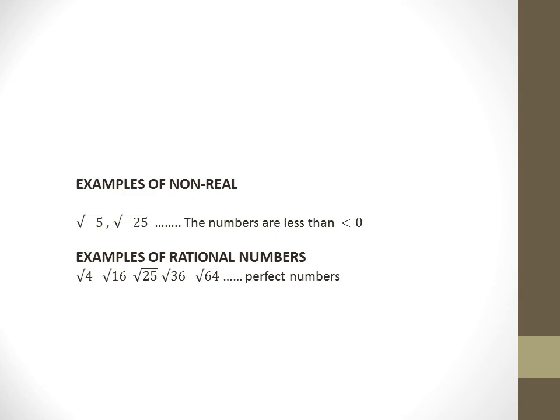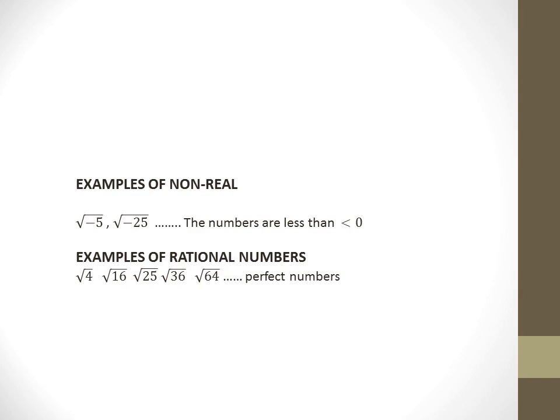So let's start with non-real numbers. Non-real numbers are square root of -5, square root of -25. And you can see the numbers are less than 0. So if we have square root of a negative number and we are told to find the nature of root, it is going to be a non-real number.